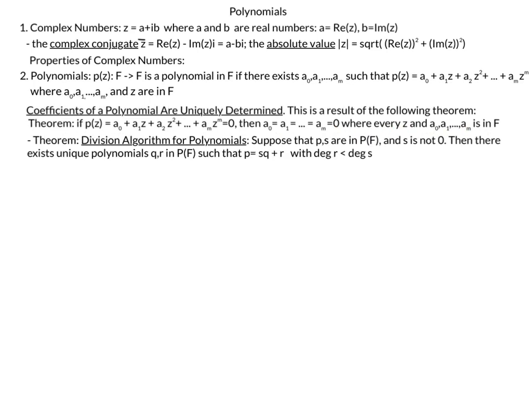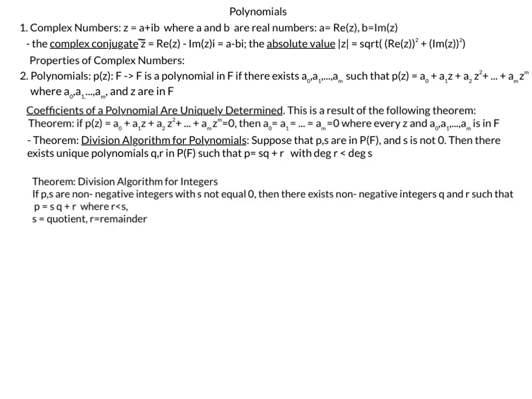Next, we have the division algorithm for polynomials. Suppose that p and s are polynomials and s is not equal to 0. Then there exist unique polynomials q and r such that p is equal to sq plus r, with degree of r less than the degree of s. I don't know if this will help you, but there's an analogy between this division algorithm for polynomials and the division algorithm for integers, which helps me understand the division algorithm for polynomials.